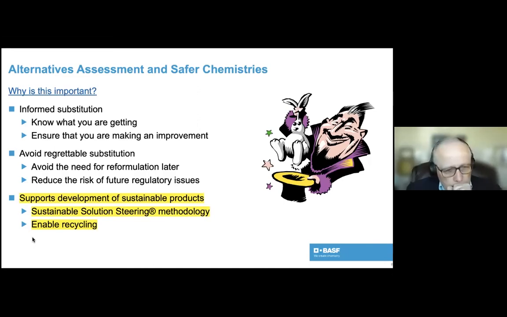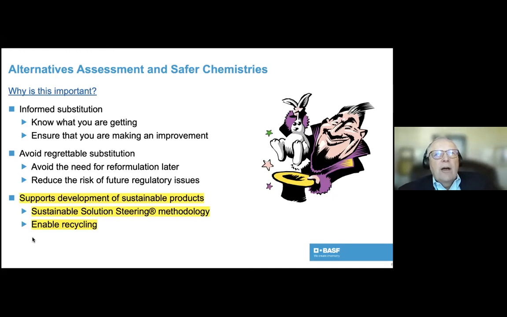And then the next couple of points are things that I've added for this talk, is that all of this really supports developing sustainable products. I'll talk a little bit later in the presentation about sustainable solution steering, which is a BASF developed methodology. And it was a way of really showing how using safer materials fits in with that strategy.